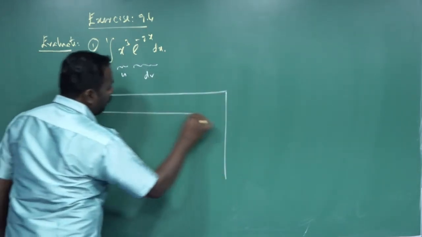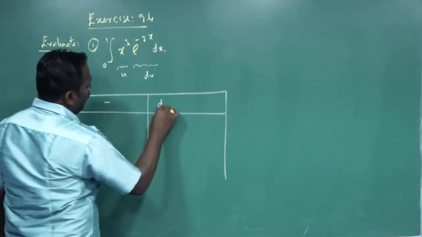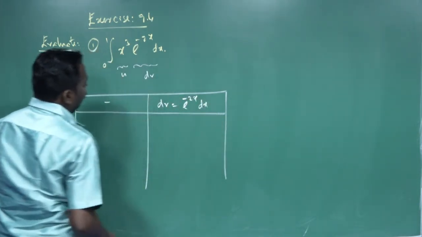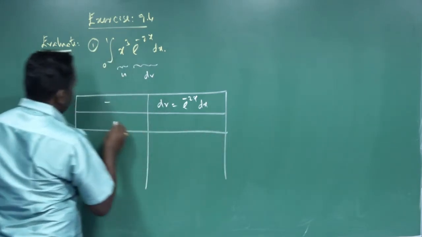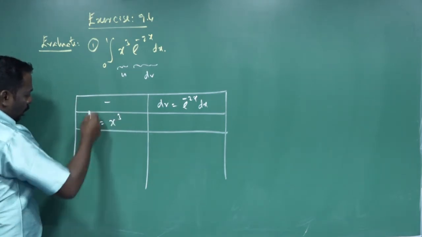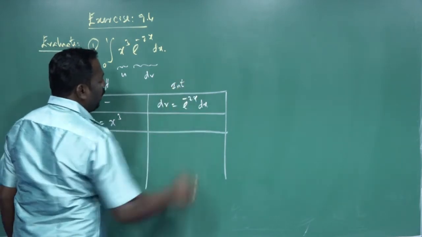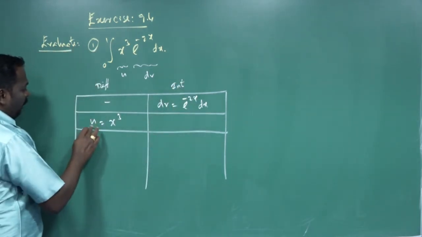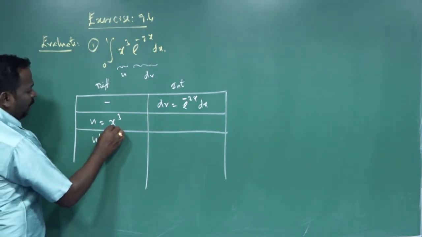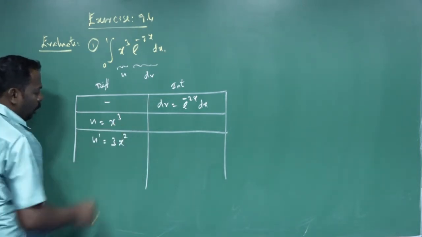Form a table. First place the u side and dv, which is equal to e power minus 2x dx. Now next, consider u is equal to x power 3. On this side we have to differentiate and on this side we have to integrate, as you already know. So differentiation of u gives u dash, and differentiation of x power 3, by the x power n form, is 3 into x power 3 minus 1, that is 2.